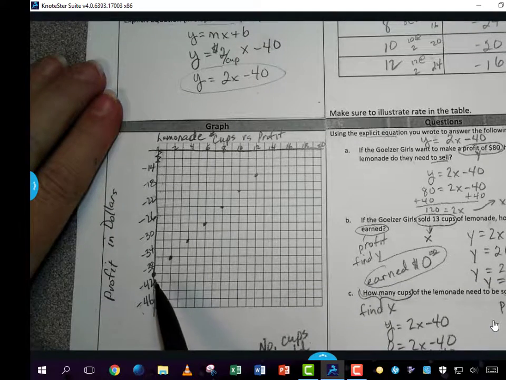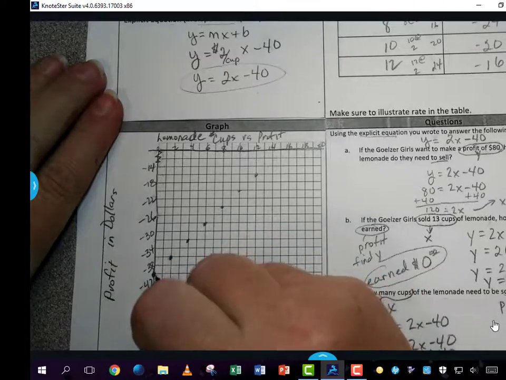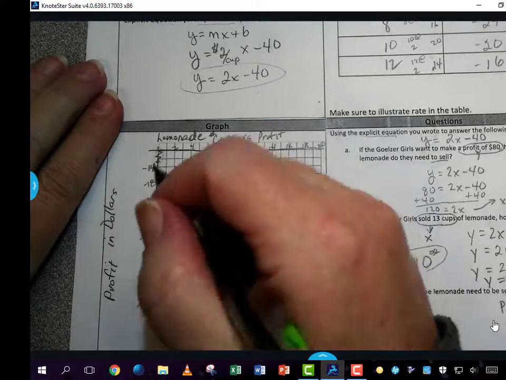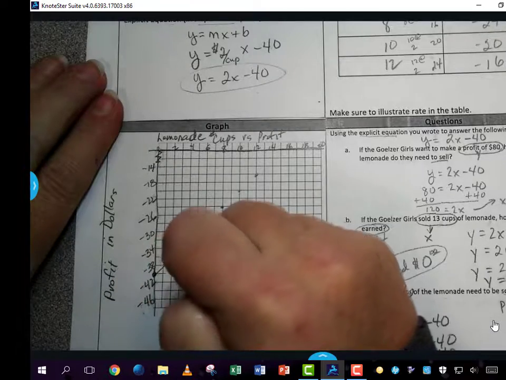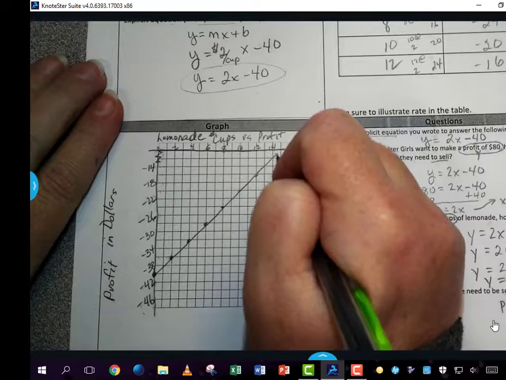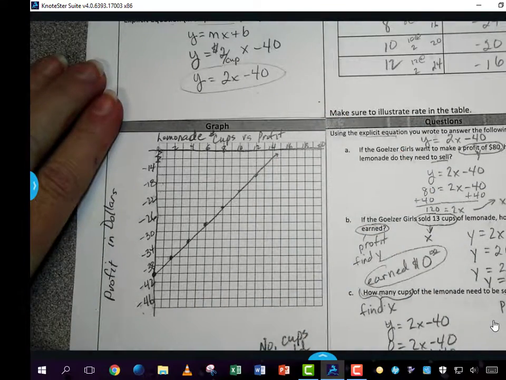Okay, so when I started plotting, I realized I made a little goofball right here. And I corrected that. And so what I need to do now is I have plotted all my points. I fixed my mistake. I plotted all my points. And there's my line. All done.